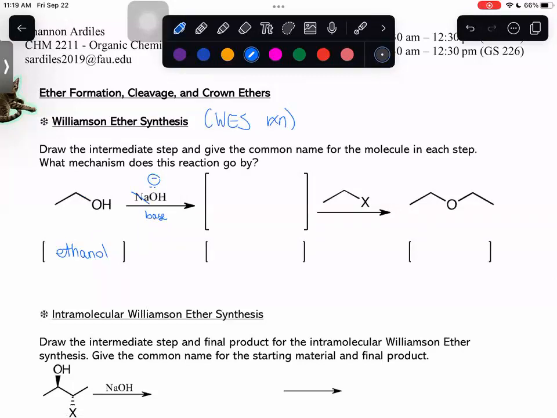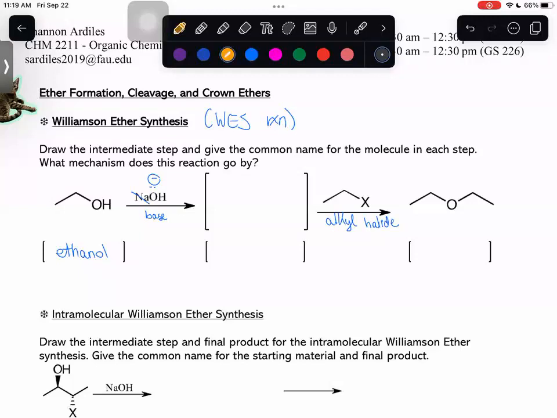What does the X represent? It's a halogen. Yes, whenever you see an X in all of the handouts, it's just a halogen. It's not specific; you can use anything. So this is called your alkyl halide.